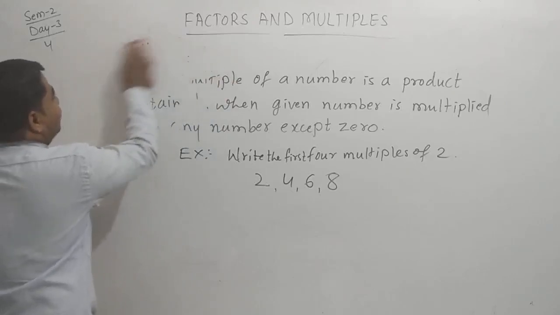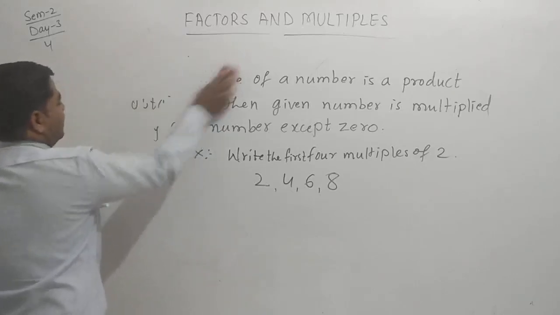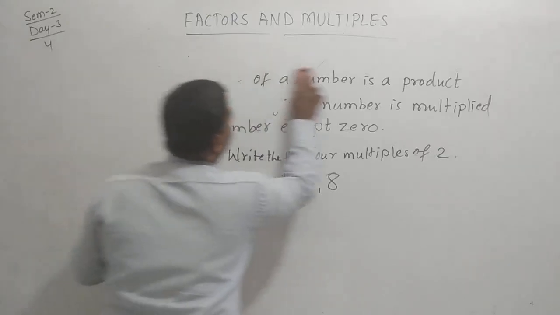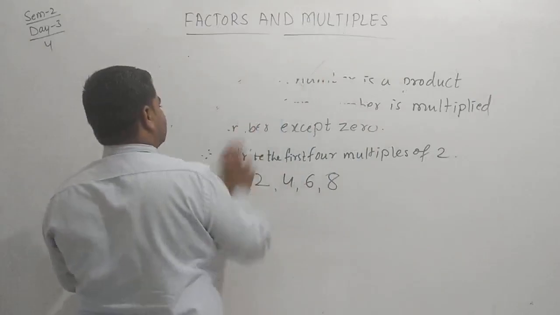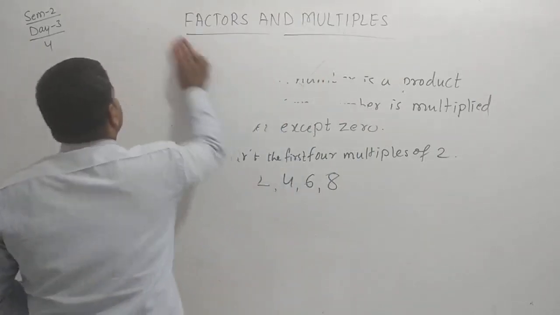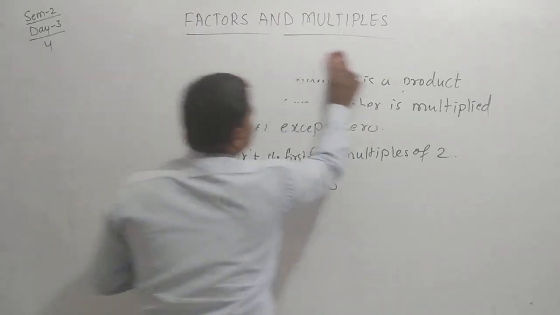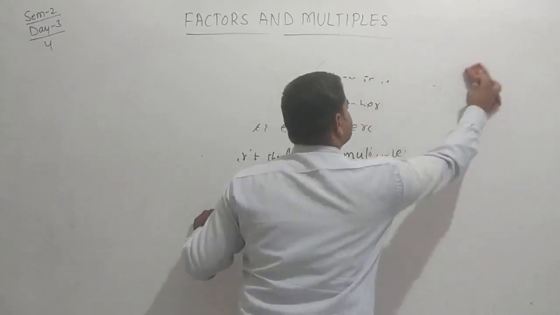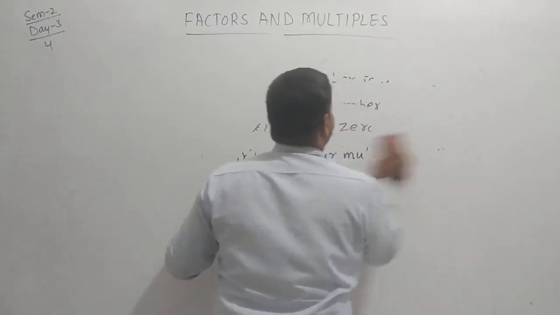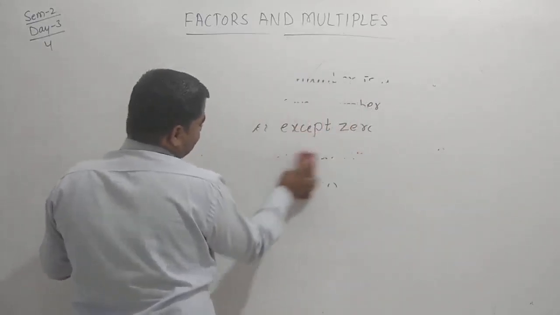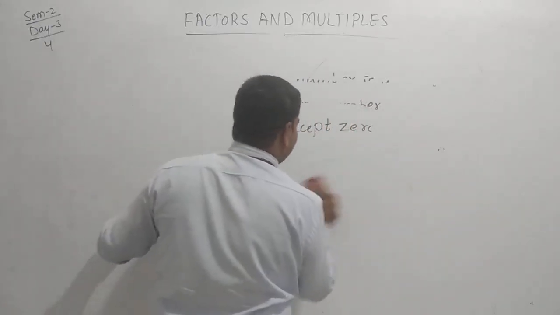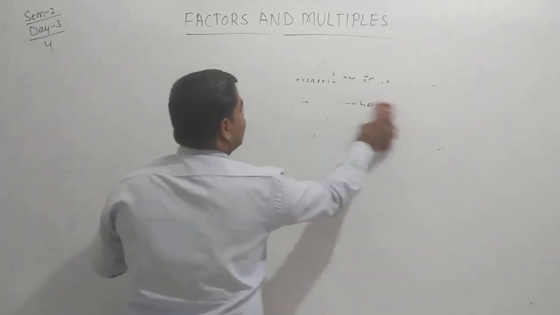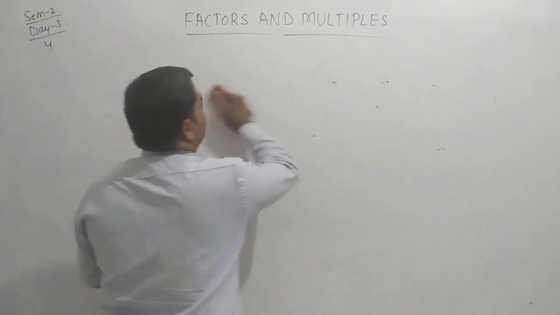Next, to find the multiples of numbers, there are some rules. Rules means we should know these points. What are those? First, every number is a multiple of 1. We should remember this. Every number is a multiple of 1. If there is a number 6, it is a multiple of 1. 1 time 6, 2 times 1... 6 times 1 is 6.